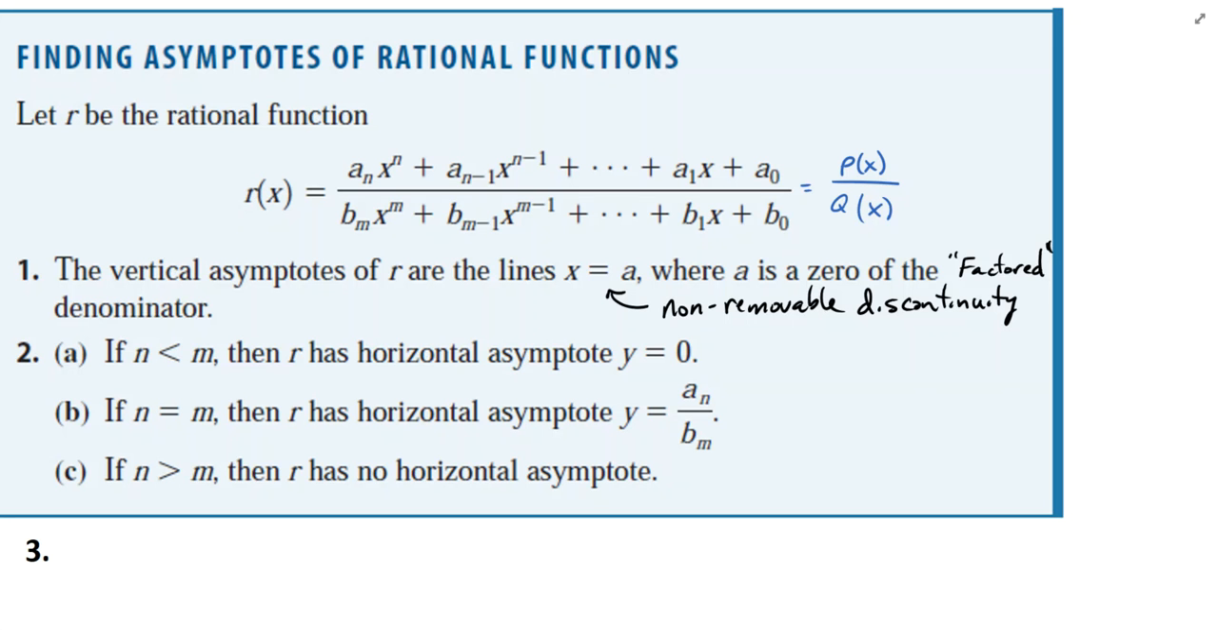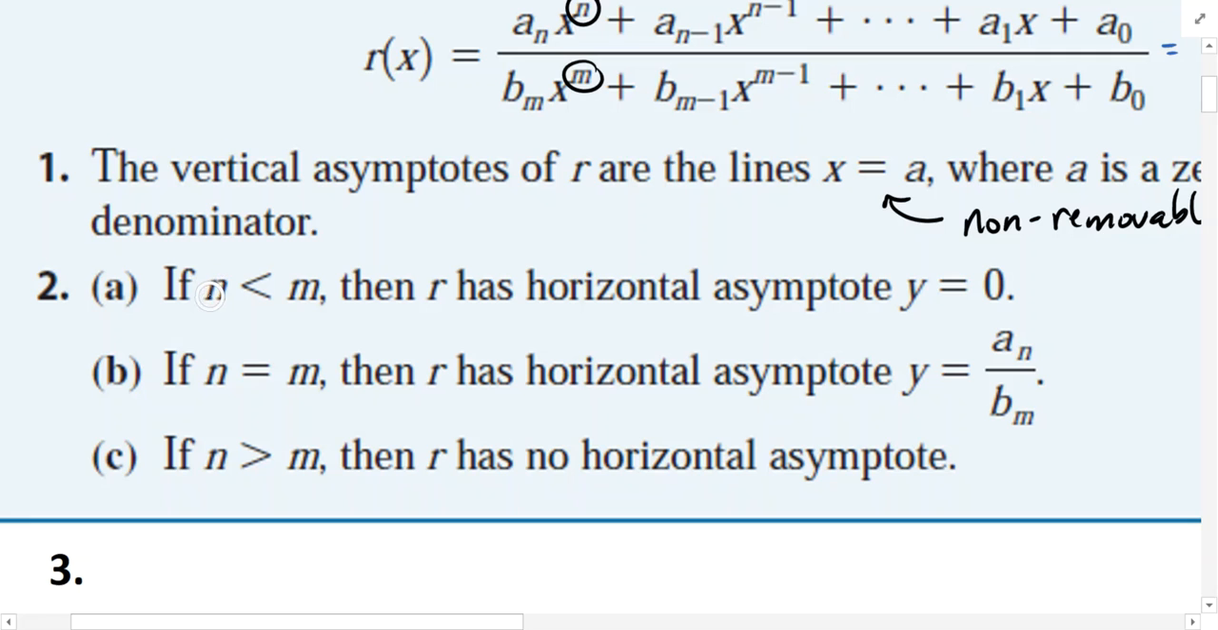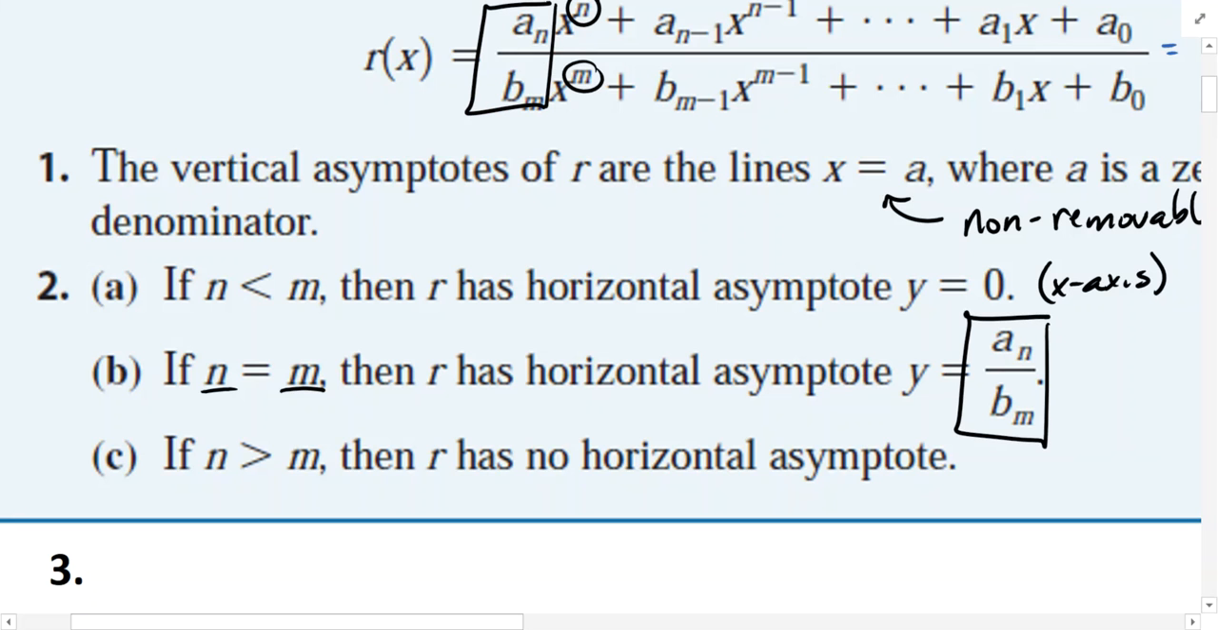As far as our horizontal asymptotes go, if we stick with this definition here, where n represents the degree of the numerator and m represents the degree of the denominator, degree of course being the largest exponent, then when the degree of the numerator is smaller than the degree of the denominator, then we always had a horizontal asymptote at the x-axis at y equals 0. When the degrees were the same, we saw this in a few examples in the last video, then the horizontal asymptote occurs at the quotient of our leading coefficients, a sub n divided by b sub m.